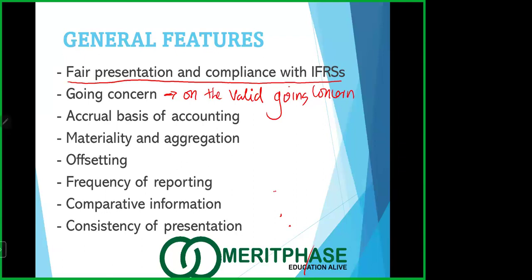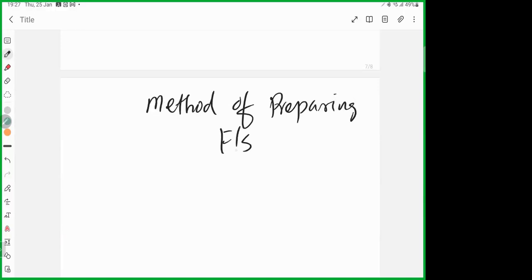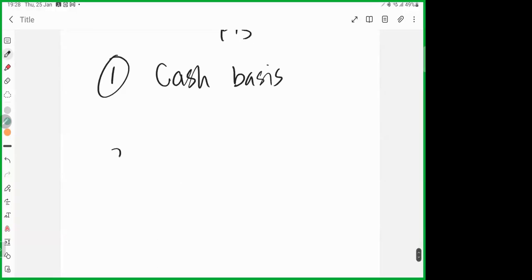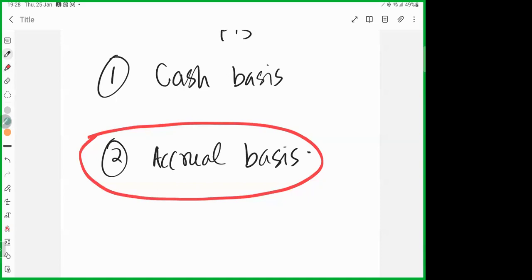Yes, it's clear. Now IAS 1 also says that your financial statements should be prepared on the accrual basis. All your financial statements should be based on accrual. Now, when you talk about the method of preparing financial statements, there are two methods. One is cash basis. The other one is accrual basis. IAS 1 says you should prepare the financial statements based on accrual basis. What is this accrual concept?